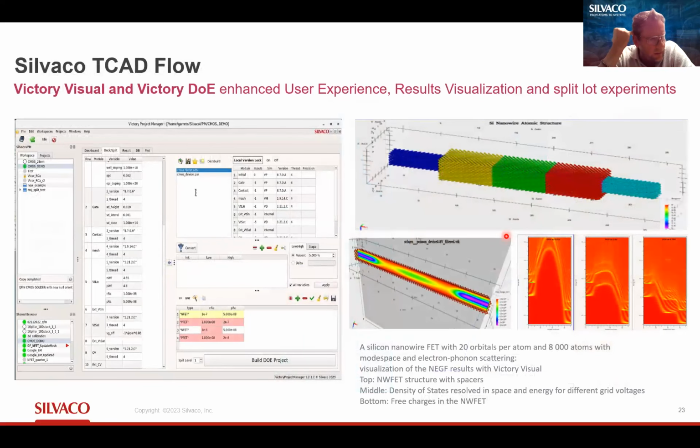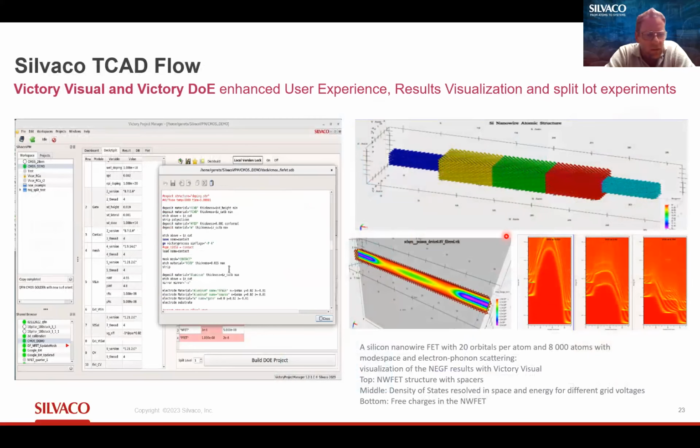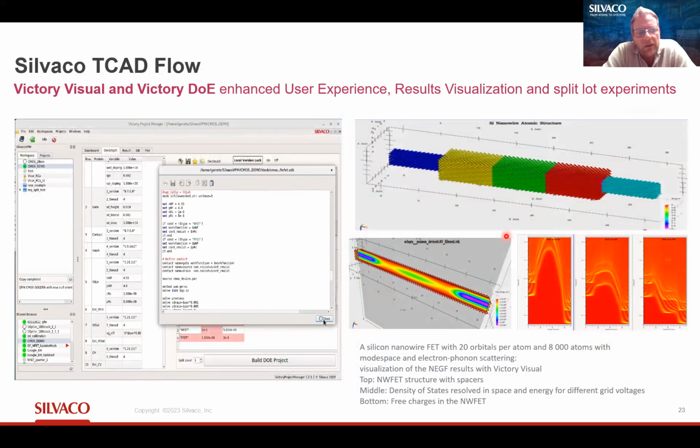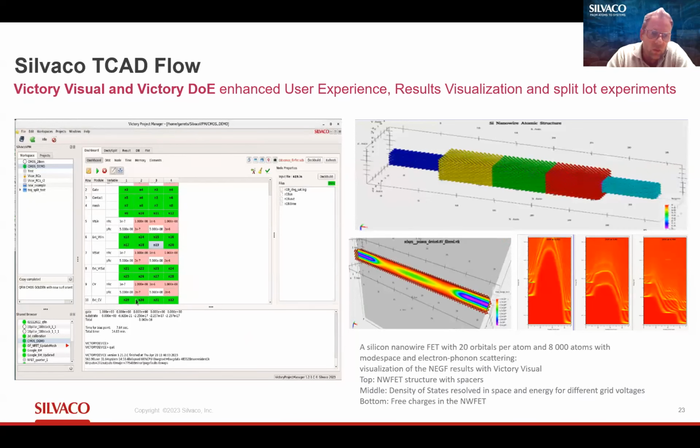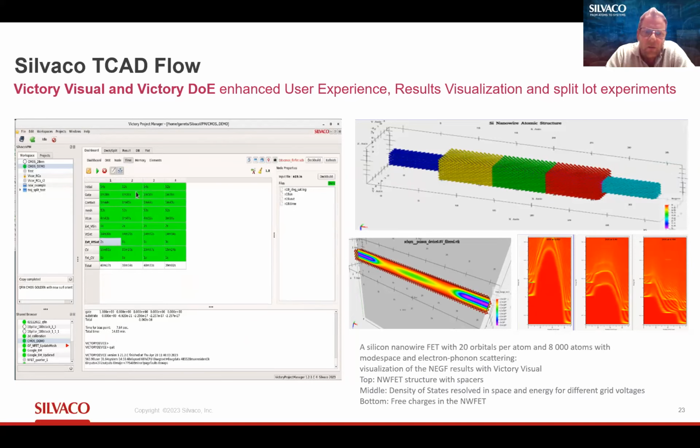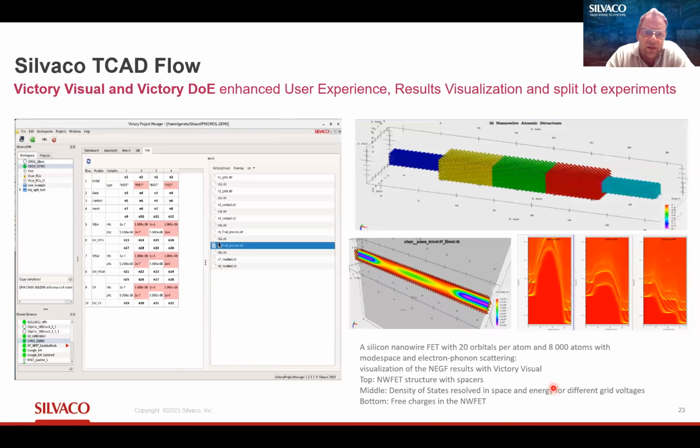I think it's also interesting, and I touched on that a little bit during the introduction, a TCAD solution is not only related to the semiconductor physics or the meshing or the linear solver. You need graphical user interface tools to help you be more efficient, to set up the simulation, to create the input deck, to analyze the results, to do split lot experiments. That's also part of the work we are putting together, offering the best possible experience to the users such that it becomes easy, or easier, I should say, to do a TCAD simulation.